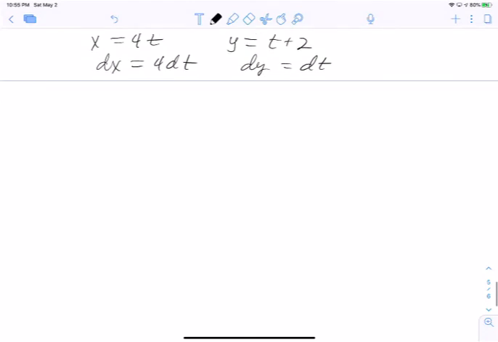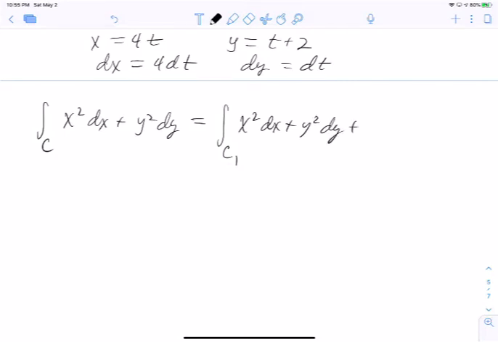The original expression, the line integral over C of x squared dx plus y squared dy, is then going to be equal to the line integral over C1 of x squared dx plus y squared dy plus the line integral over C2 of x squared dx plus y squared dy. What differs between these two expressions is what will happen when we substitute our parameterizations for C1 and C2. And here's what that looks like.